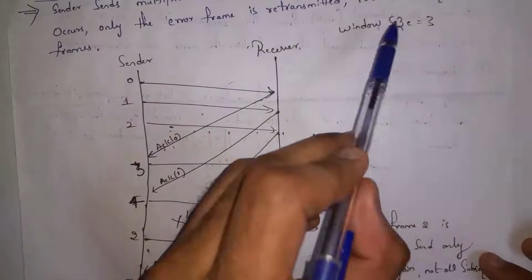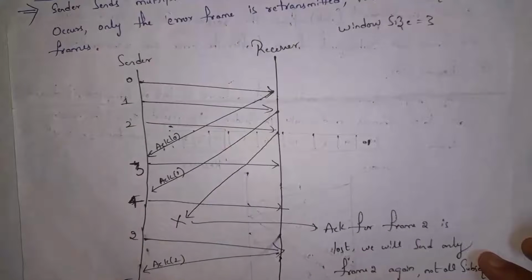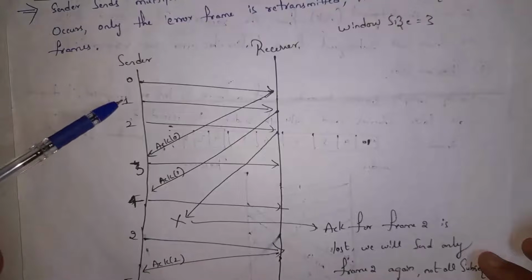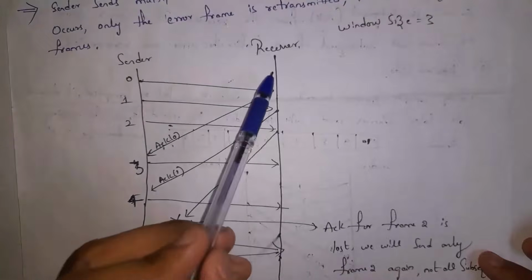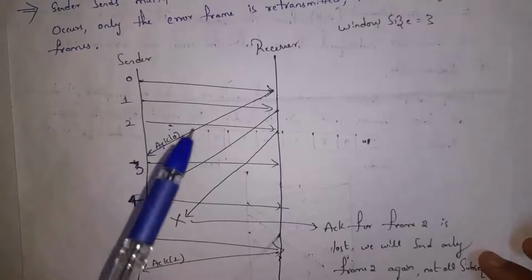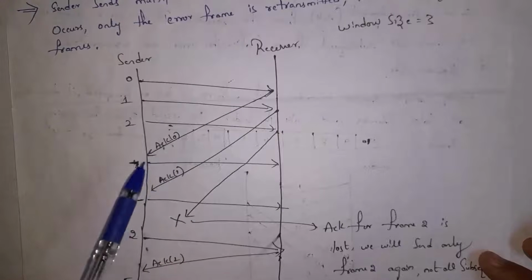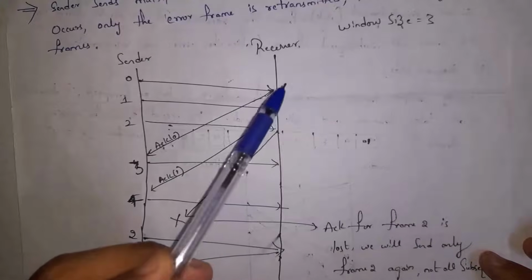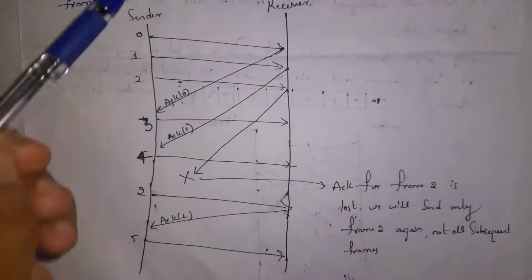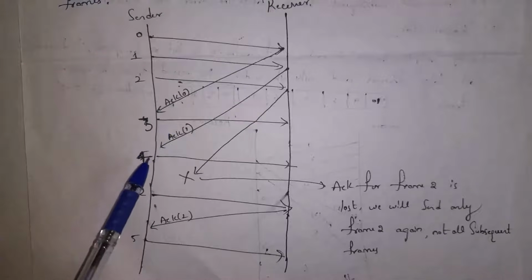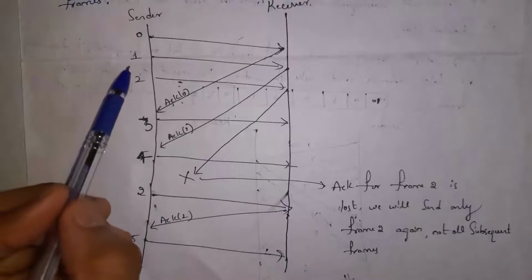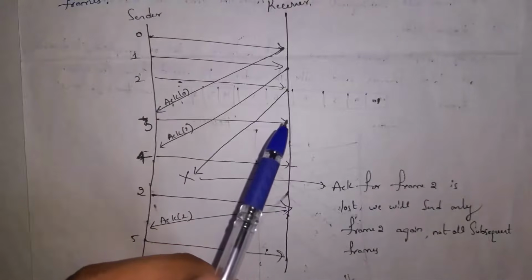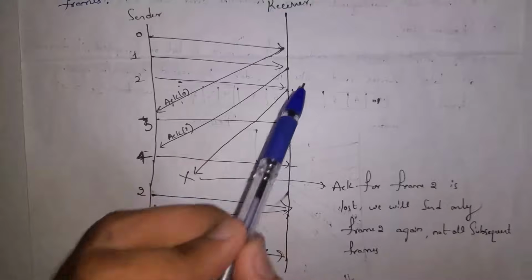I'll give an example. Window size is 3. So the sender can send 3 frames at a time. The sender will send frame 0, frame 1 and frame 2, and the receiver will send ACK for frame 0. As the sender got ACK for frame 0, now the sender will send frame 3, and similarly after some time, the receiver will send ACK for frame 1. As the sender got ACK for frame 1, now the sender will send frame 4. Whereas for frame 2, the receiver did not receive it successfully, frame 2 got error. So the receiver will not send ACK for frame 2.